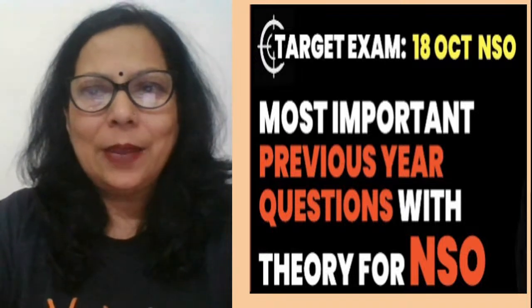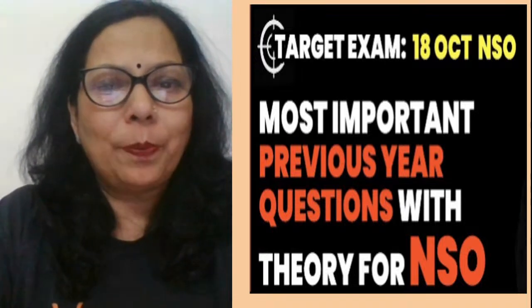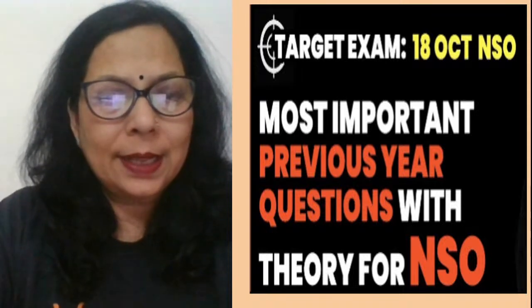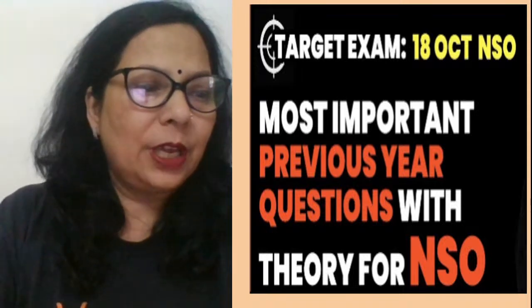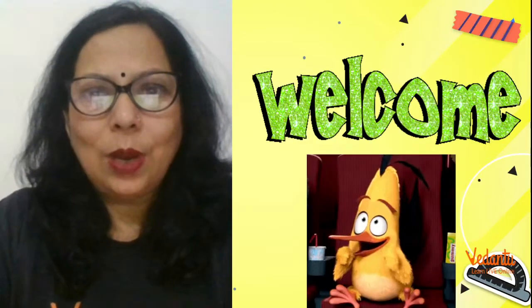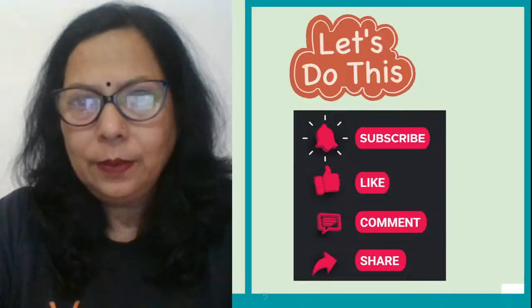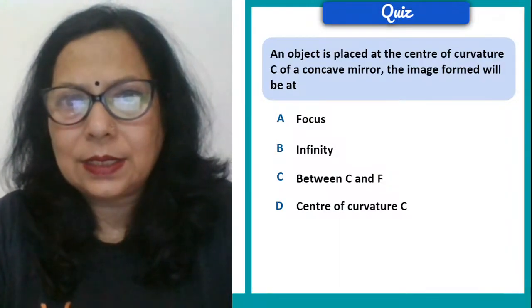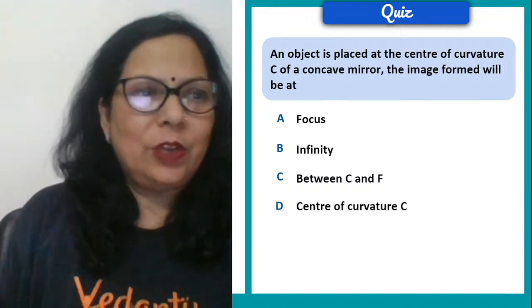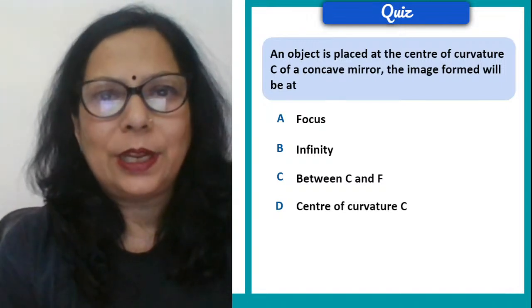So without wasting time, we start. We are taking up the important topic of light. Very important chapter: optics, light. We'll be doing the questions on concave and convex mirrors. So first of all, light, shadow, and reflection. The quiz starts now, and along with the quiz, we are doing the important questions with the explanations.